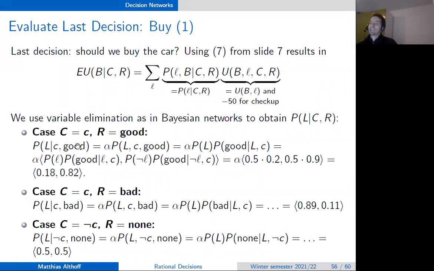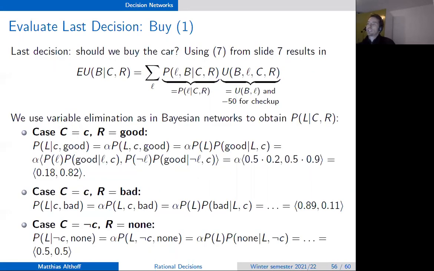Analogously, we do this for the other cases where we get, of course, different probabilities. Of course, the case when we don't do any checkup is easy because we already know that with 50% it's a lemon or not. So this is the easy case here, the last one.